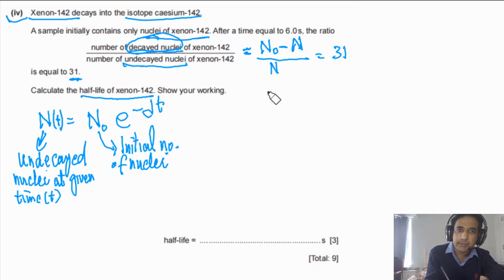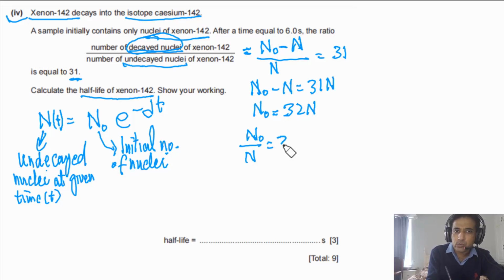Now we can simplify this one. In this case, N naught minus N will be equal to 31 times N. So from here we can say N naught, minus N will be positive here, so we get 31 plus 1, which means this will be equal to 32N. So now we got N naught by N equal to 32, or we can say N over N naught is equal to 1 over 32.